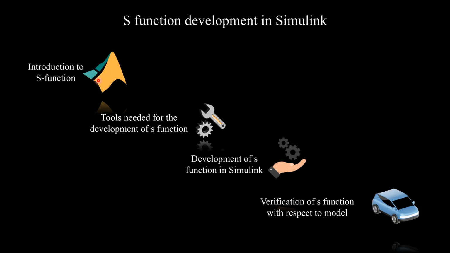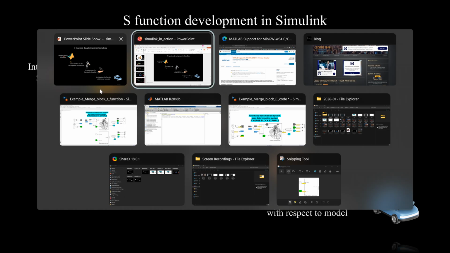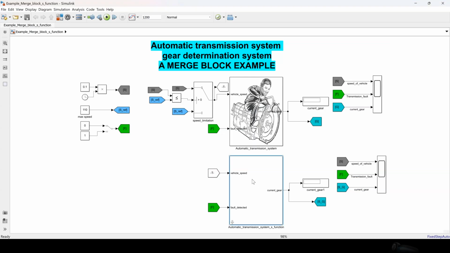Let's get started with the first step, basically what an S function is. If you consider an S function, it looks like this. This is the S function which we will be building. It is representing the same thing. Suppose this is your Simulink model and this is your S function. This will take the same inputs, the vehicle speed and the fault. Along with that, it will also give you the same pattern of output.